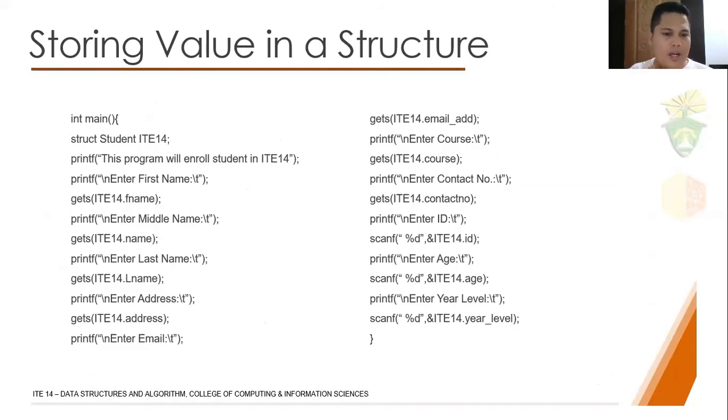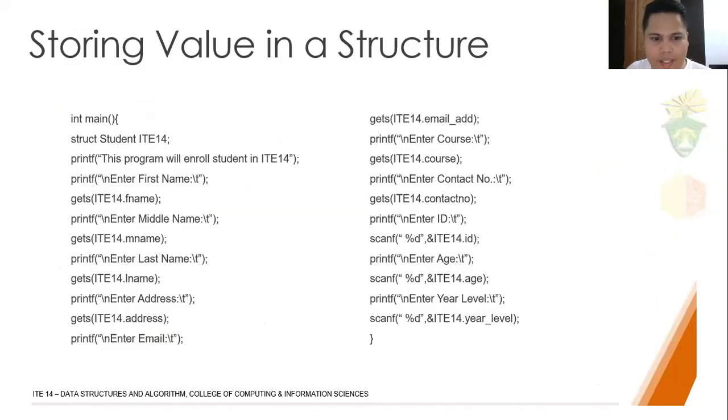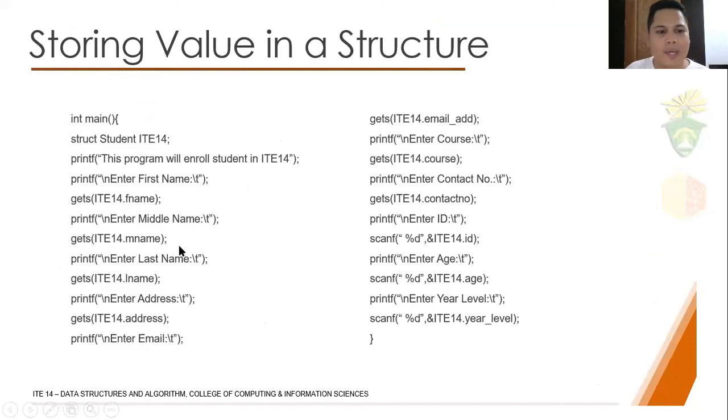zoom out my slide. So I wrote printf enter middle name, then I read it with gets, then I store it in IT14, okay, dot, sorry. You have M name. Then dot, L name. So on, okay, so I think it's already correct. You have M name, then enter last name, gets IT14 dot L name.